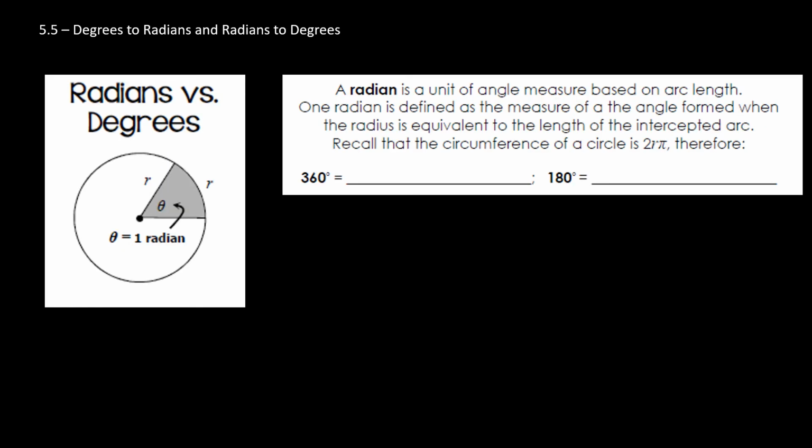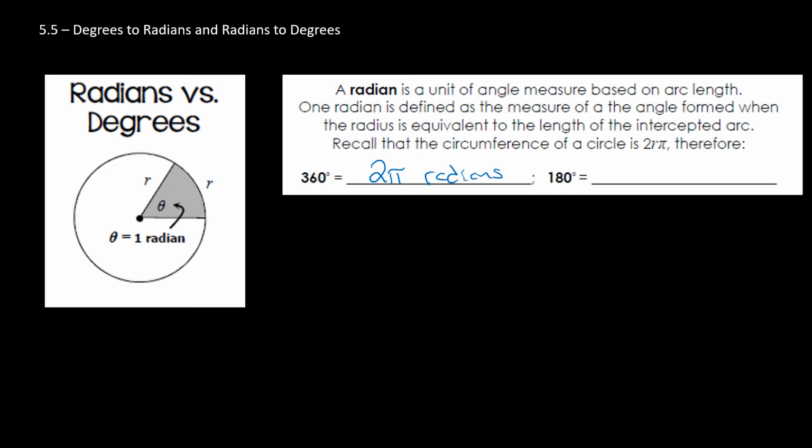So now let's discuss radians, because I know radians is new for a lot of us. A radian is a unit of angle measure based on arc length. One radian is defined as the measure of an angle formed when the radius is equivalent to the length of the intercepted arc. Recall that the circumference of a circle is 2 r pi. Therefore, 360 degrees in one full revolution is equivalent to 2 pi radians.